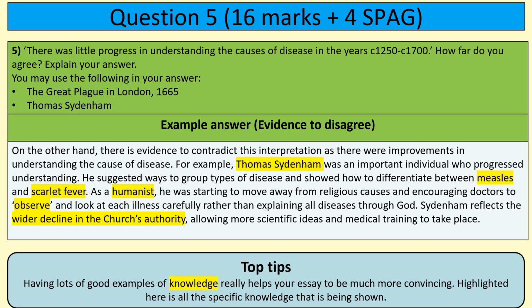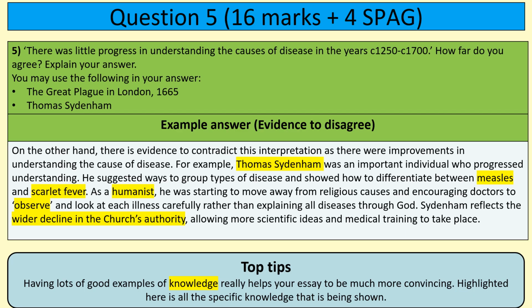So on the other hand, there is evidence to contradict this interpretation as there were improvements in understanding the cause of disease. For example, Thomas Sydenham was an important individual who progressed understanding. He suggested ways to group types of disease and showed how to differentiate between measles and scarlet fever. As a humanist, he was starting to move away from religious causes and encouraging doctors to observe and look at each illness carefully rather than explaining all diseases through God. Sydenham reflects the wider decline in the Church's authority, allowing more scientific ideas and medical training to take place.